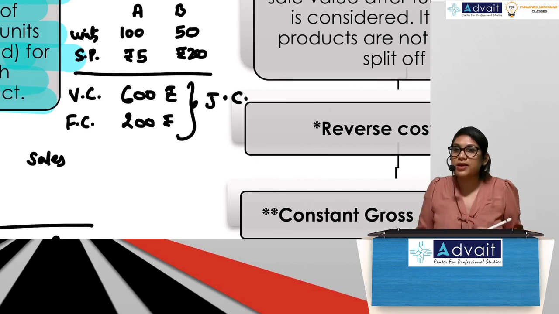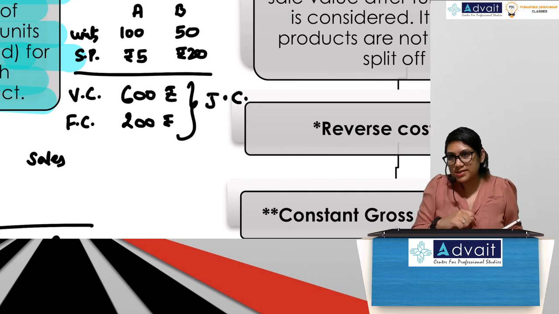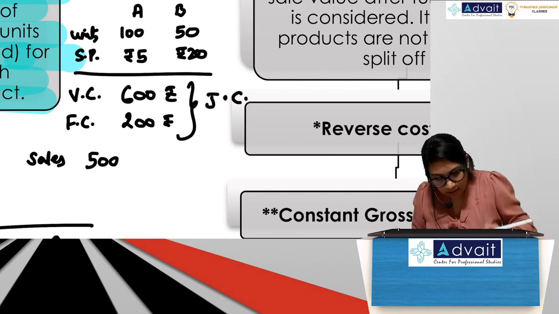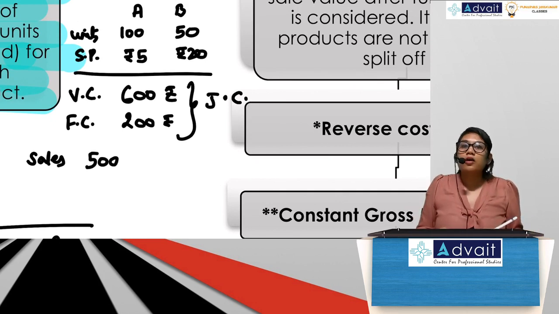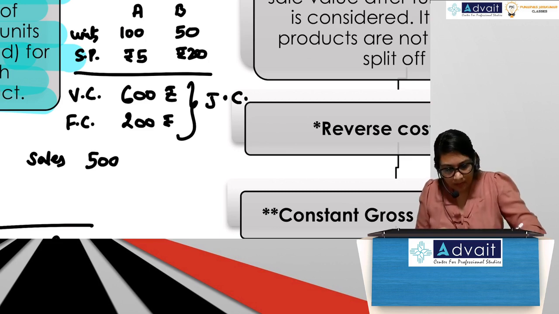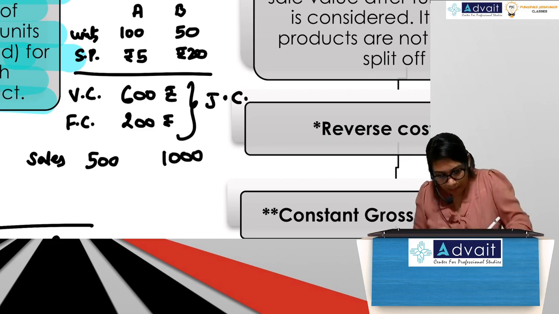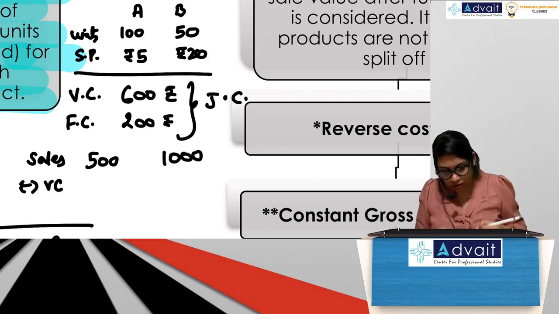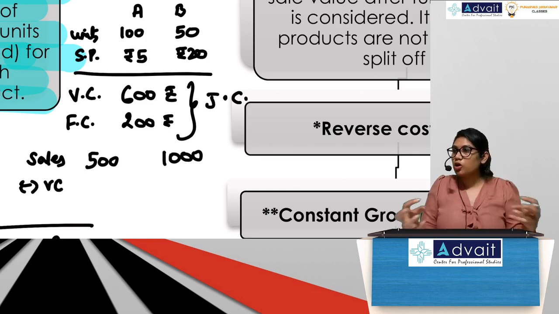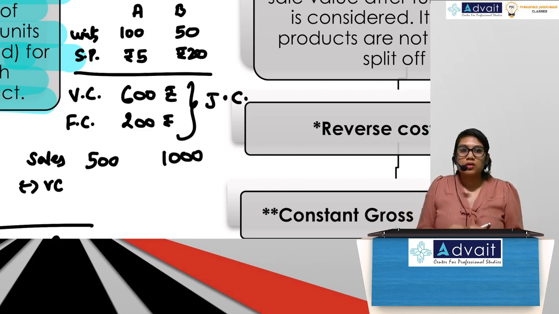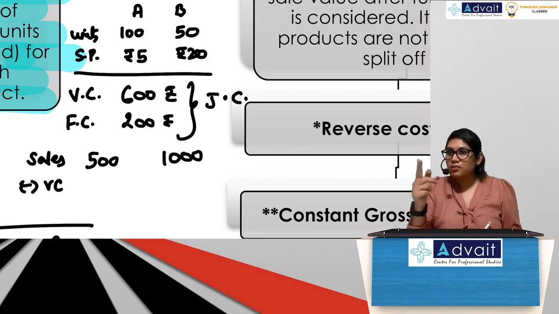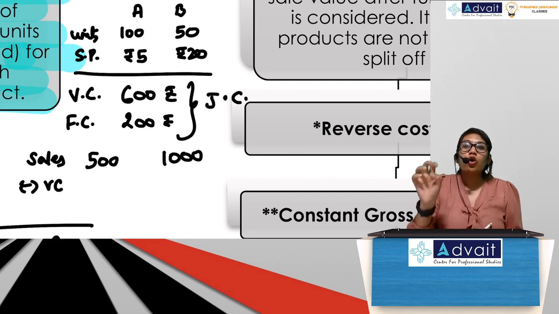First I will calculate sales. How much is sales? Units into selling price. Here 500 into 20, how much? 1000. Correct? Minus variable cost. Now the problem is they have given variable cost as joint cost. Now this joint cost has to be split between A and B. How will I split it? On the basis of quantity.